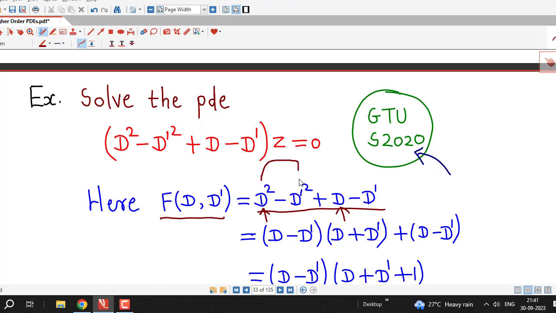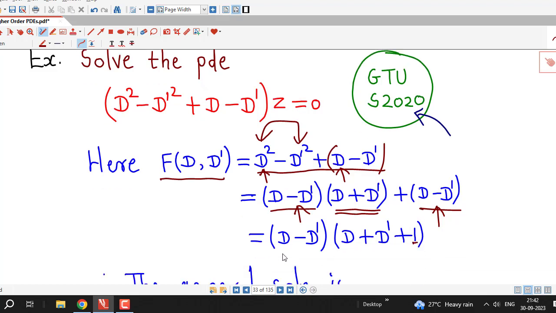We can write D² minus D'² as the product of (D minus D') times (D plus D'), and this we write here in the bracket. We can see that again we can take this bracket (D minus D') common. Here we are left with D plus D' and here with 1. That is, f(D, D') is reducible. We are able to write f(D, D') as a product of these two linear factors, D minus D' and D plus D' plus 1.